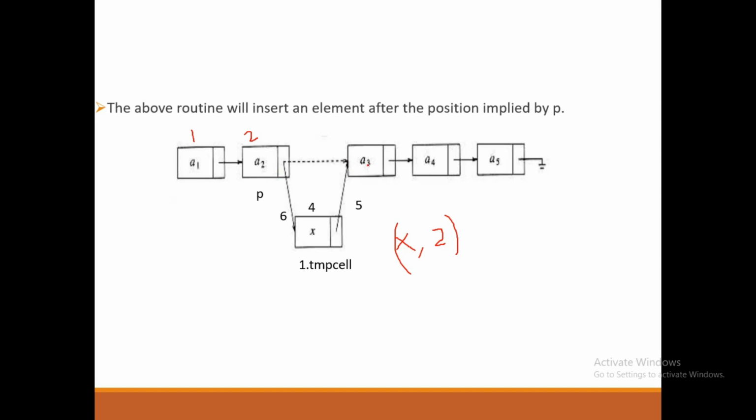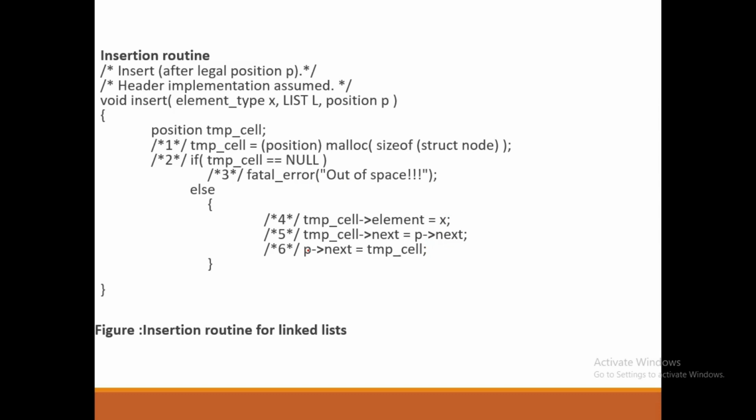Okay, so after insertion, A2 should contain the address of this term cell, and this term cell's next part should contain the address of this node A3, right? So actually this A2 node contains the address of its next node, that is A3's address. But now after inserting the new element X, we have to change the pointers. Okay, so how have the pointers been changed? We have written this. We have the routine here.